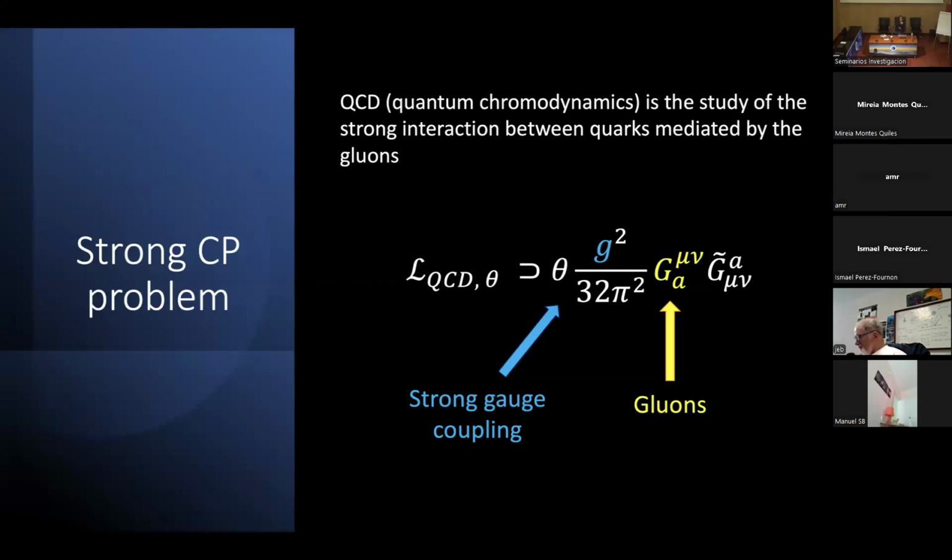So basically, it shouldn't preserve the symmetry if we change the spatial coordinate or if we move from particle to antiparticle, unless this theta parameter is 0. But in principle, we do not know what is the value of this parameter.